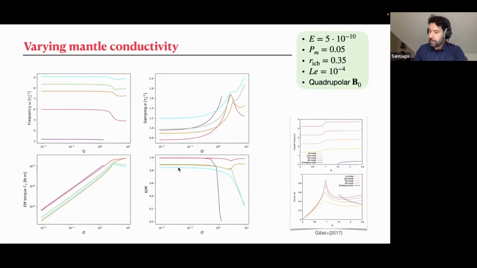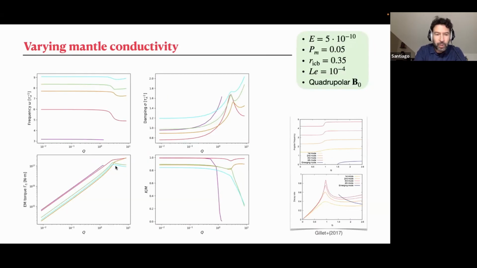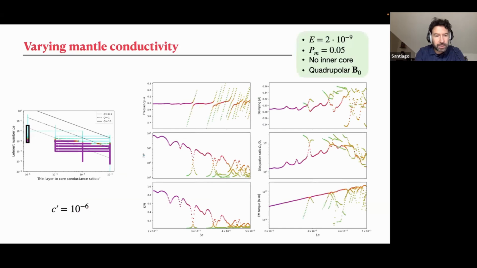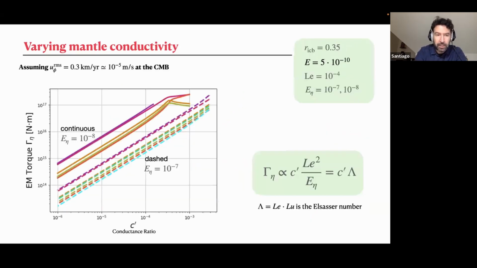Well, let's see. I'm still okay on time, I suppose. I want to show what happens if you change, oh, this is changing the, here I was changing the mantle conductivity. This is also changing the mantle conductivity, but I'm fixing my attention to the torques. And let me go to this slide instead to have an overview of the torques. This is the torque on the mantle from a set of torsional oscillations.